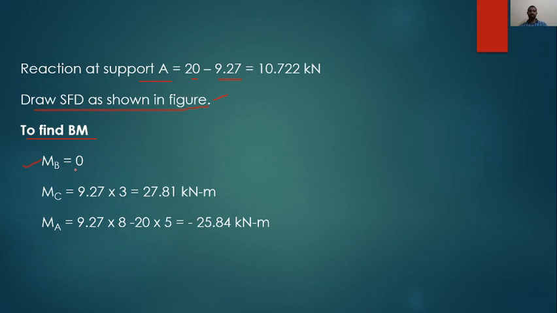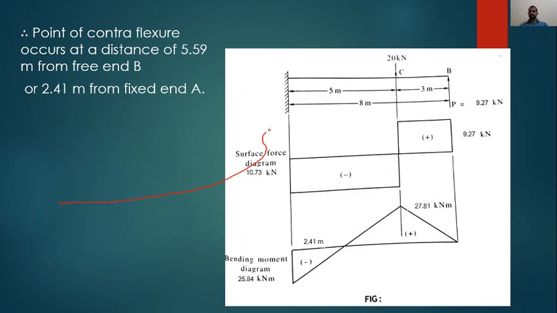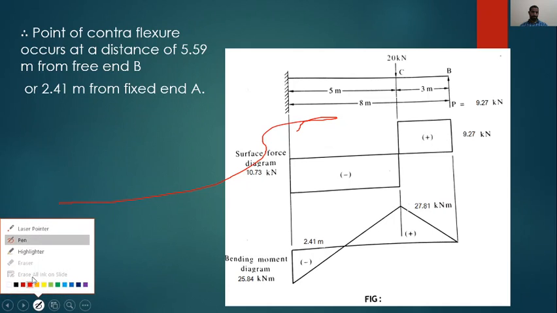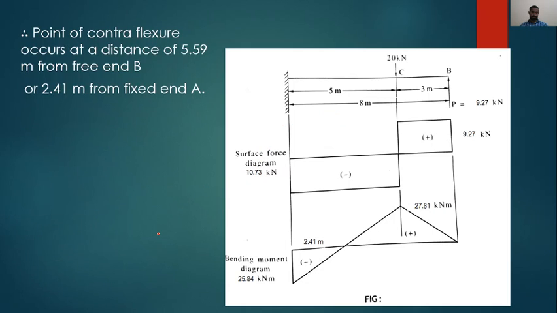At the free end, we'll always get a 0 bending moment. And at C, sorry, at C the bending moment is equal to P multiplied by 3. That's all.